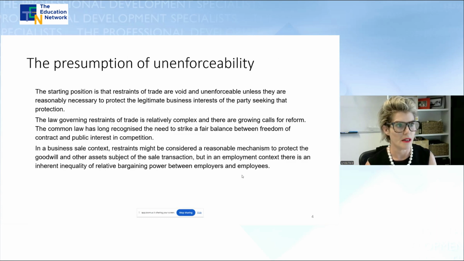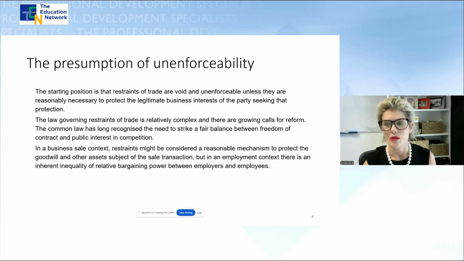So let's get started. From a basic policy perspective, if we take a step back before we jump into the law, the starting position is that competition is a good thing. It helps the market. It makes it more efficient. It is better for consumers. It is better for the economy when competition is robust and people are able to compete against each other. So the starting position from a policy perspective is that a restraint of trade is void and unenforceable unless it's reasonably necessary to protect the legitimate business interests of the person that is seeking that protection.